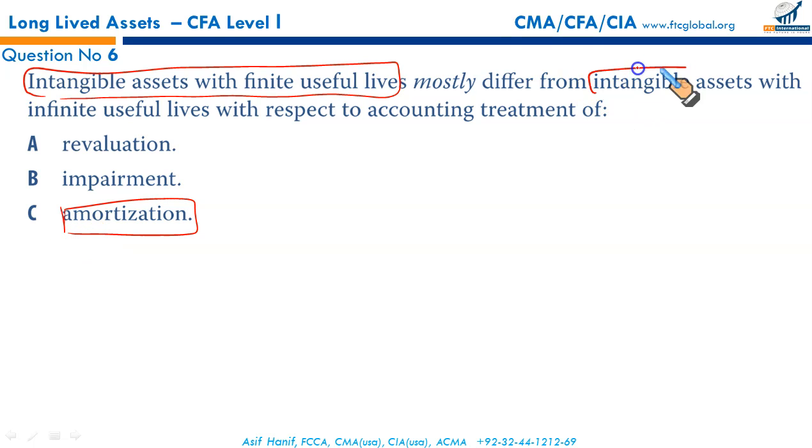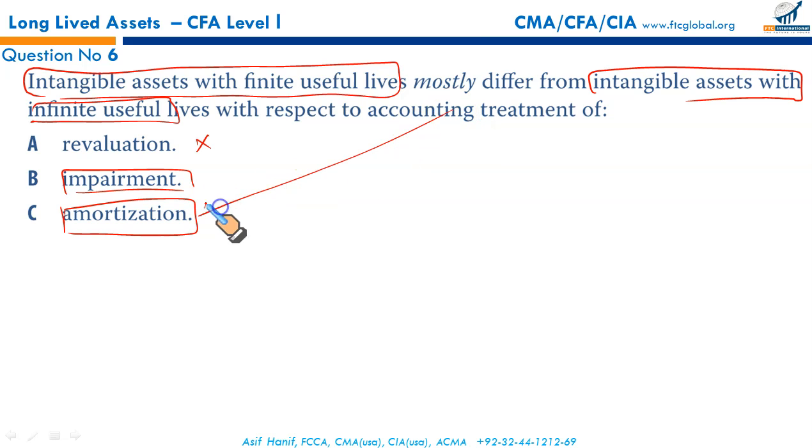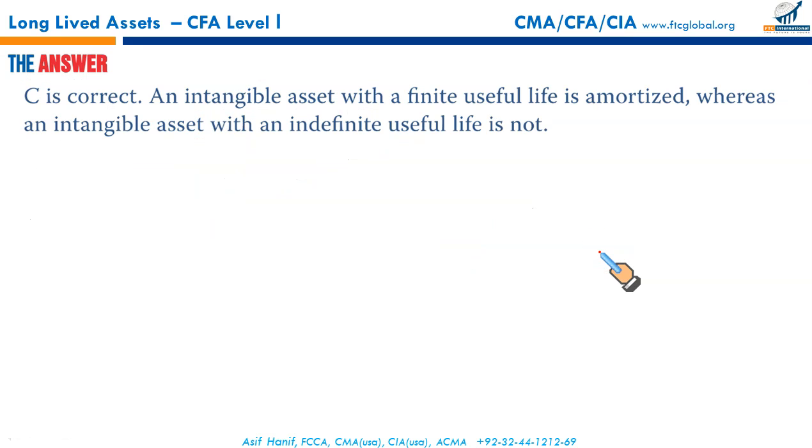Intangible assets with infinite life are impaired. Revaluation is irrelevant for these. Intangible assets with finite useful life mostly differ from intangible assets with infinite useful life with respect to the accounting treatment of amortization. This is the distinguishing feature of intangible assets with limited life: they are amortized over the lower of their useful life or legal life, whichever is lower. So that makes C the correct option.